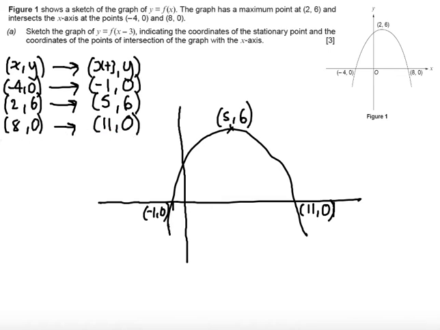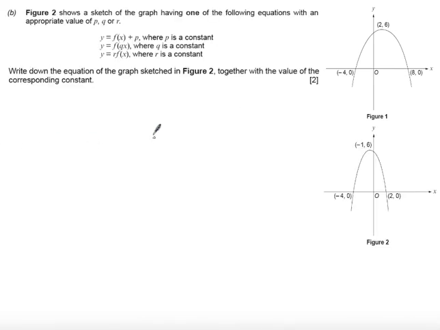Let's have a look at part B. Part B says figure 2 shows a sketch of the graph having one of the following equations with an appropriate value of p, q, or r. So there are 3 different transformations here: f of x plus p, f of qx, or r f of x, where p, q, and r are all constants. So we want to write down the equation of the graph sketched in figure 2 together with the value of the corresponding constant.